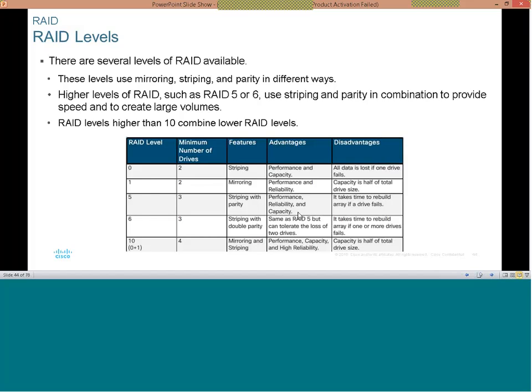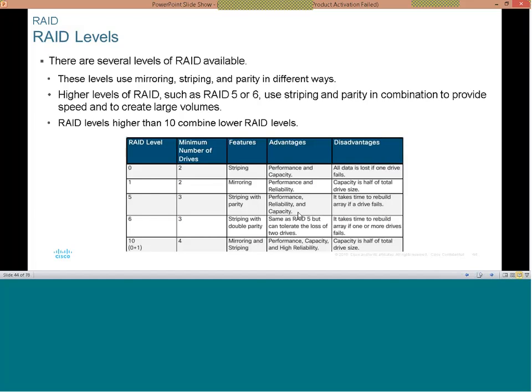So there are several levels of RAID available. These levels all use mirroring, striping, and parity in different ways. So higher levels of RAID, such as RAID 5 or 6, use striping and parity in combination to provide speed and to create large volumes.